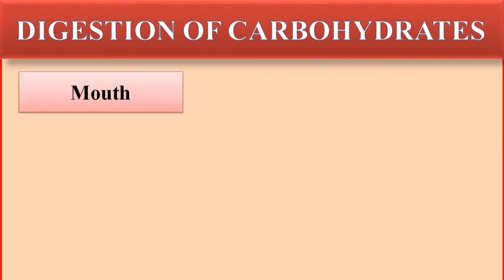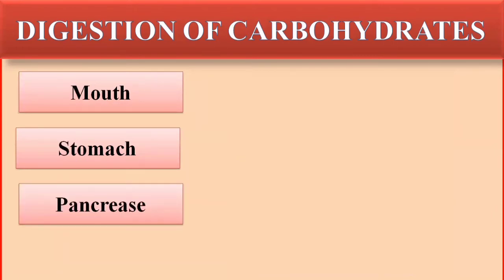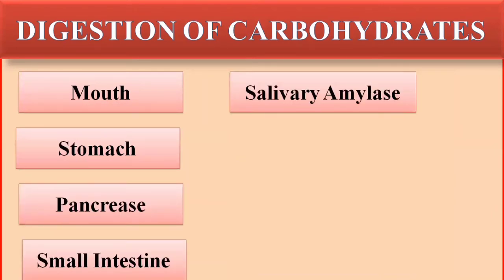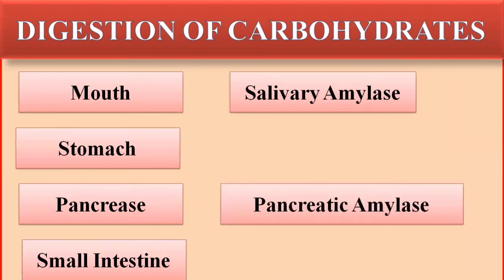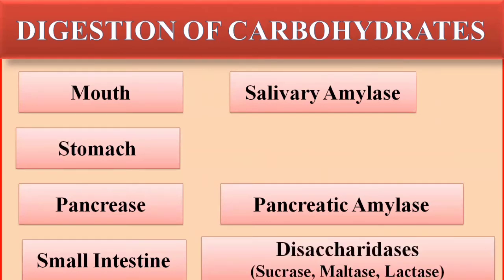Which enzymes are present in the mouth, stomach, pancreas and small intestine? In the mouth, the enzyme present is salivary amylase, and for the digestion of carbohydrates there is no enzyme present in the stomach. In the pancreas, pancreatic amylase is present and secreted, and from the small intestine disaccharidases are secreted, that include sucrase, maltase and lactase.